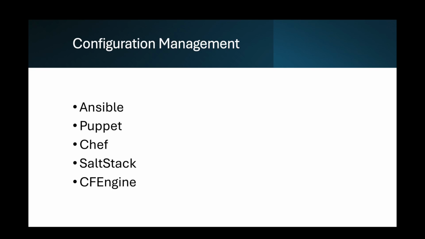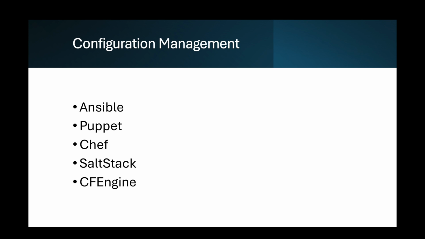Configuration management is a crucial aspect of IT infrastructure management that ensures systems are properly configured and maintained in a consistent state. It involves the automation of system setup, configuration, and management processes, reducing the manual effort required to manage large scale infrastructures. By automating these processes, configuration management tools help to reduce errors, increase efficiency, and ensure that environments are consistently configured across various systems.